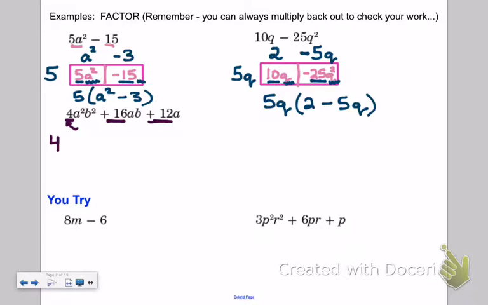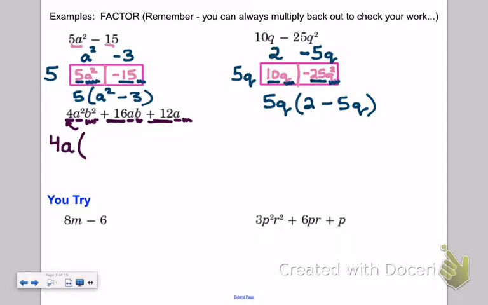Now I look at my first variable. I have an a squared, an a, and one more a. So the least number of a's in each term is what I can pull out, so just a. Now last I look at my b's. I have a b squared, a b, and then I don't have anything there, so that is the end of my GCF. I cannot pull out something that is not there.